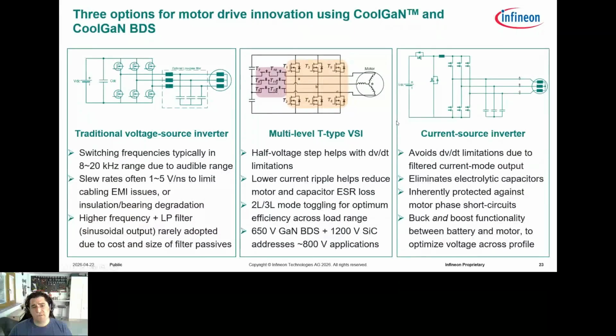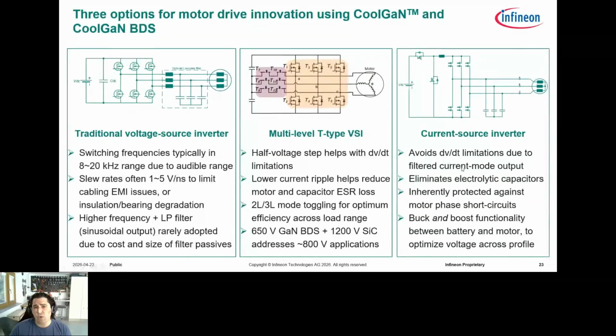The third option for the traction inverter would be the current source inverter. This is a little bit more next gen, although there's been literature about it for many decades, using back-to-back MOSFETs. But in this case, we're showing you a visualization with the GaN BDS. There's also quite a lot of literature from ETH Zurich and other universities. University of Wisconsin is a notable one. They find that the current source inverter is useful compared to these other approaches for a number of reasons.